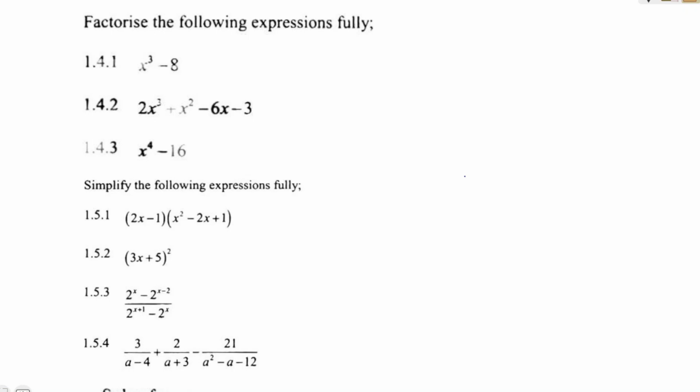So the first question is a question that is based on the algebraic expressions. So we have to factorize now these algebraic expressions. So if you can see clearly, the first one, which is 1.4.1, you are given here x to the power of 3 minus 8. The second one is 2x to the power of 3 plus x squared minus 6x minus 3. We have to factorize that one also. Then we are given the third one, which is x to the power of 4 minus 16. So we have to factorize now all these three expressions.